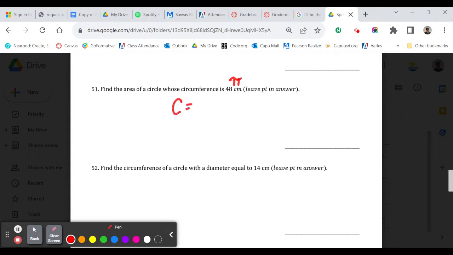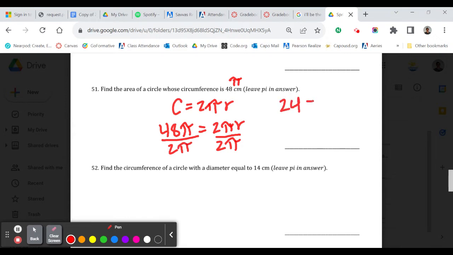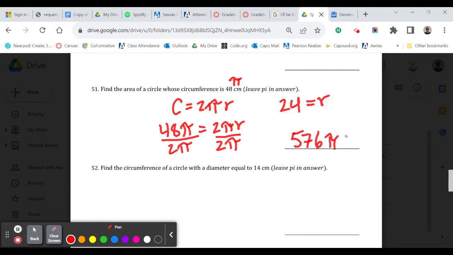So circumference is 2 pi r. So we're just going to set 48 pi, again, that was a typo, to 2 pi r. So when you divide, you're just going to divide by 2 pi. You end up with 24 equals r. And then for area, we're just going to do pi r squared, which is 24 squared, which is a relatively large number. Let me see. That is 576 pi, and that is square centimeters.